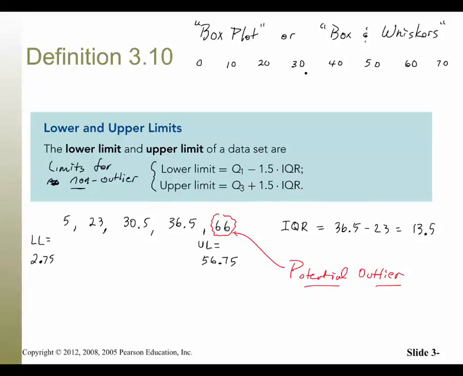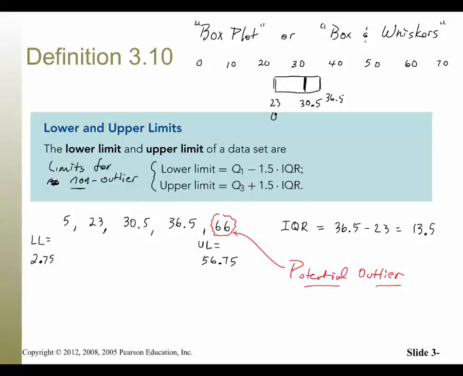So where was our median? Our median was 30.5, right there. That's our median. And then our first quartile, 23, right here. So 23, 30.5. And then our third quartile was 36.5, right about here. So this is the box part. The box part shows the interquartile range. 50% of the data falls in the box.